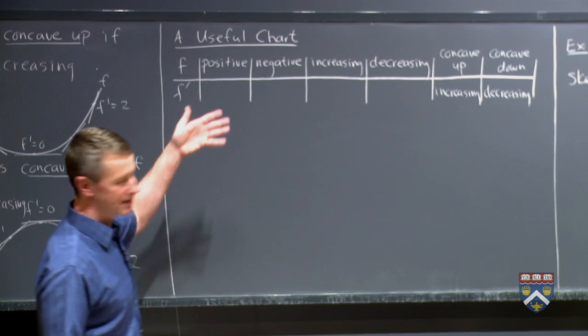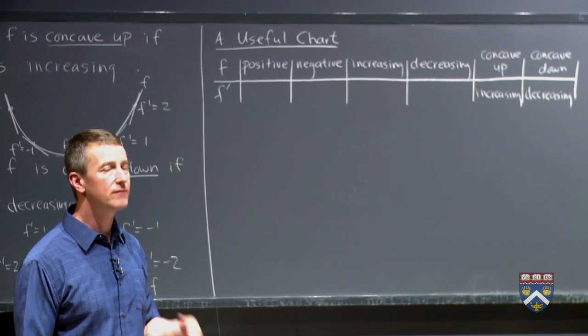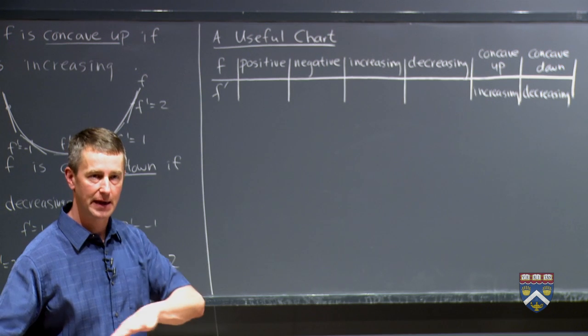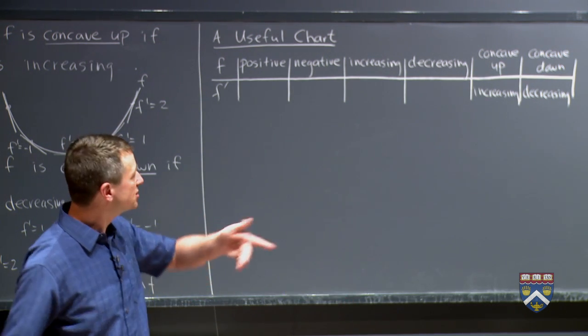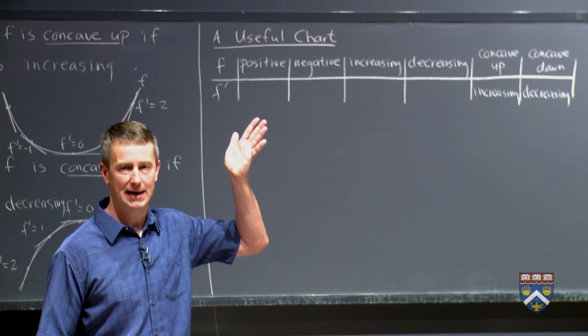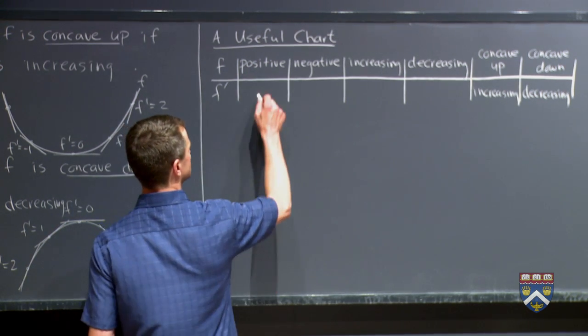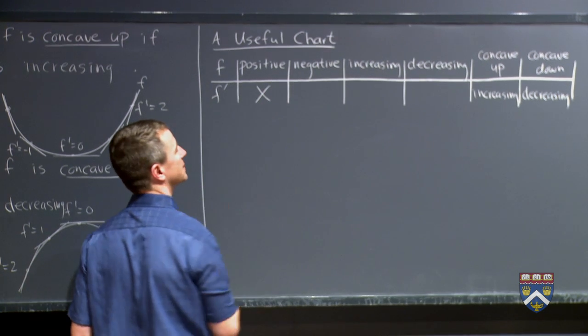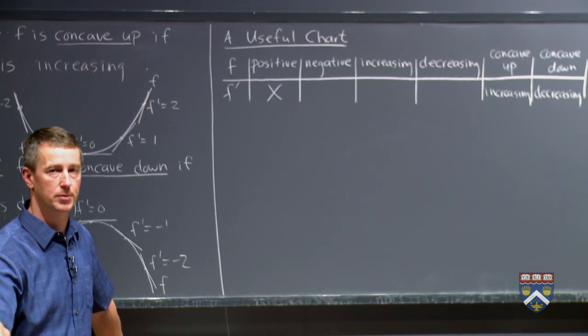F being positive simply tells us that the graph of f is above the x-axis. We have no other information about f. F could be going upward, could be going downward, could be horizontal. So just knowing, for example, that the temperature is positive tells us nothing about the rate of change of the temperature. So this is one of the ones that, as promised, gets an x. F positive tells us nothing about its slope.